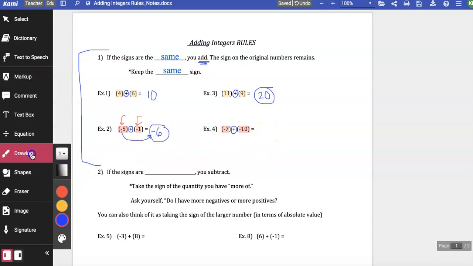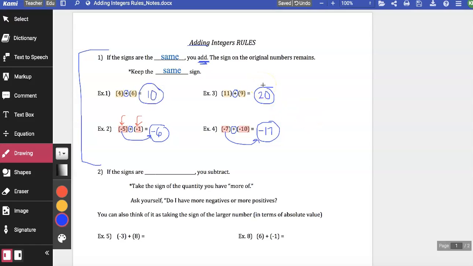And then I keep the sign. So if the sign on these was negative, then I keep that sign. So -7 plus -10 gives me -17. Think about it. If you had 7 red integer chips and 10 red integer chips, now we have 17 red integer chips. If we had 11 yellow integer chips and 9 yellow integer chips, now we have 20 yellow integer chips.